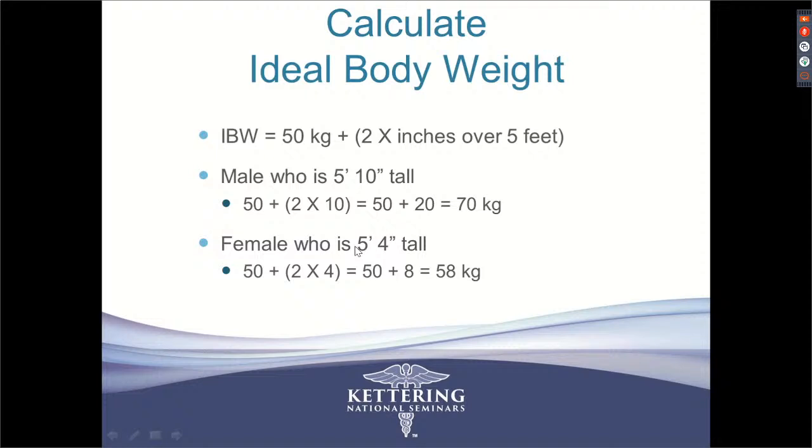To do a female, if she's 5'4", again, 4 inches over 5 feet. So we're going to take the 4 inches and double it. That's going to give us 8. Right? And then we're going to take that 8 and we're going to add it to the 50. That'll give us 58 kilograms.